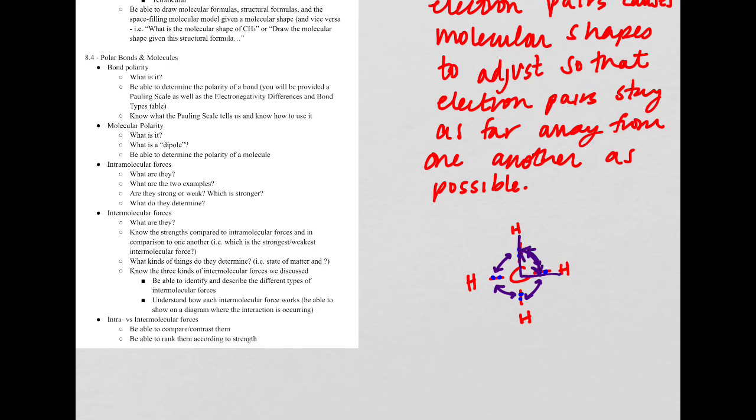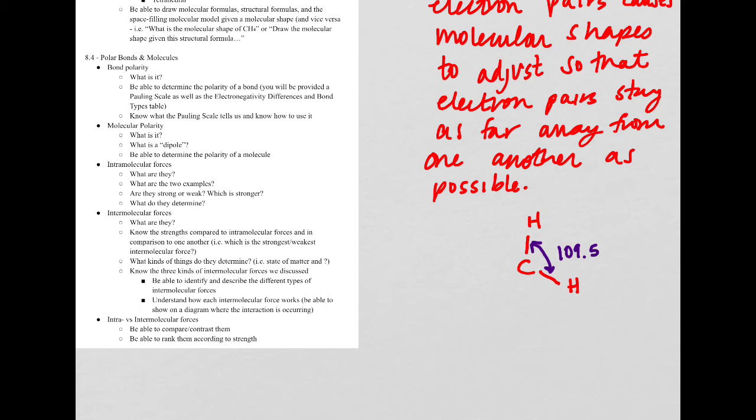Well, if we orient this molecule just in 2D space like this, that's as far away from each other as they can get. But molecules don't exist in 2D space. They exist in 3D space. So the shape that this molecule takes, we have the carbon in the middle. We're going to have a hydrogen like this. So now we've increased this angle to 109.5.